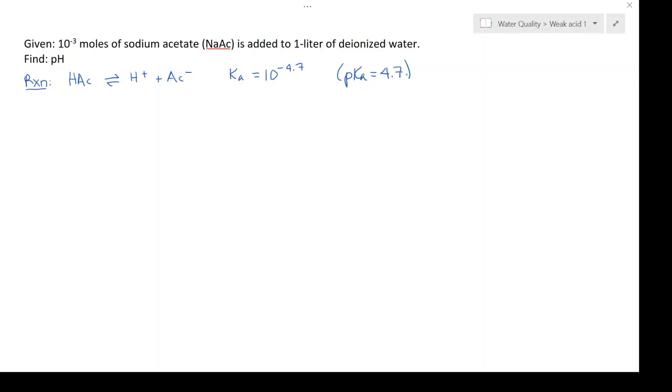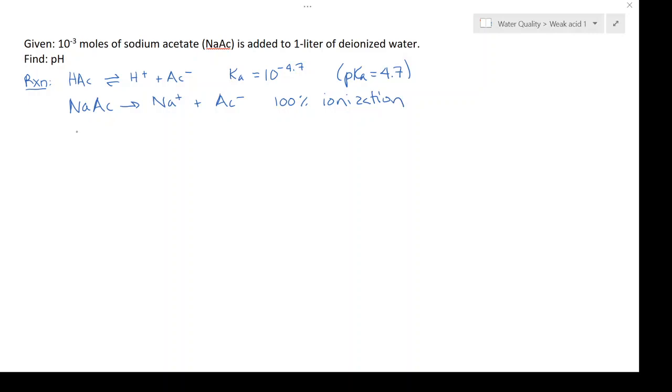Now I also need to show the dissociation of sodium acetate. When sodium acetate is added to water, it completely dissociates. The reason is that the solubility limit of sodium is really high, and we're dealing with natural waters where we won't have sodium in such a high concentration that it won't dissolve. So 10 to the minus 3 moles will completely dissolve, and we can write 100% ionization.